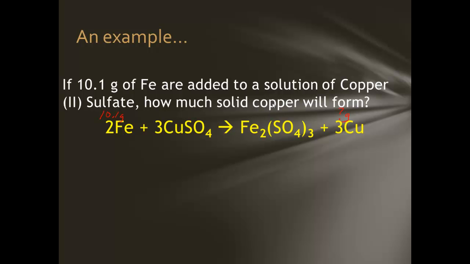So just like before, you always start with what you're given. We always do our units first. So 10.1 grams of Fe. I draw this out. It's going to be a longer problem. Diagonal down, same units, grams of Fe.